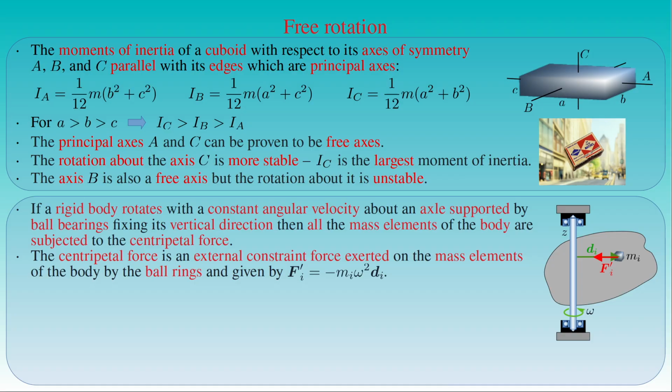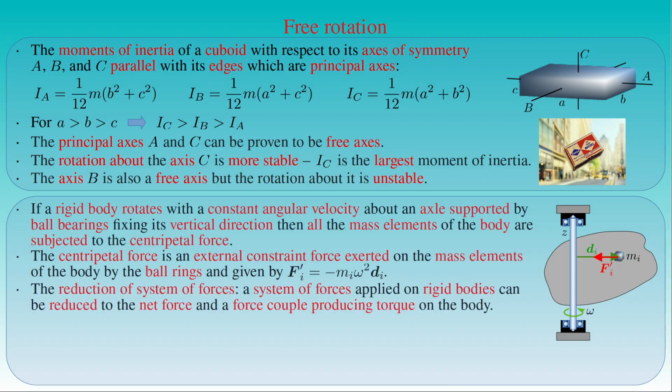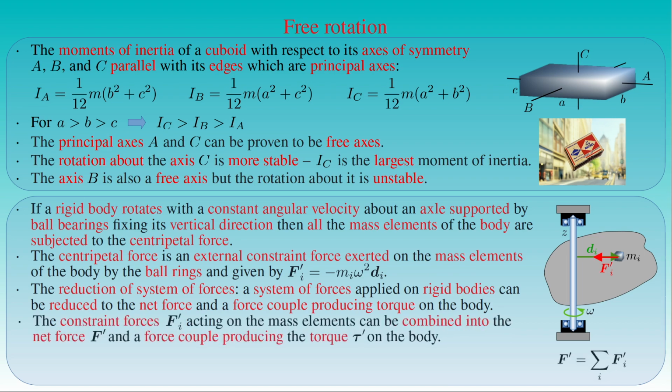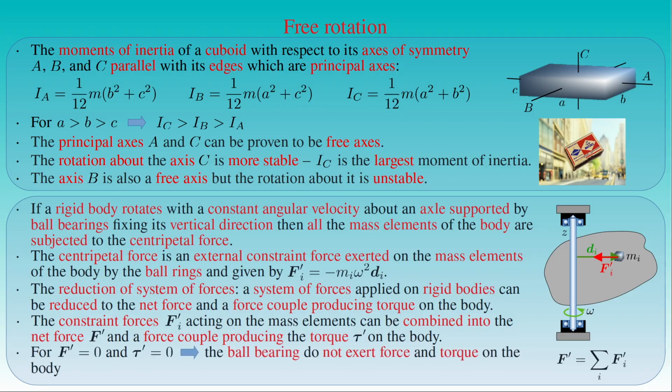When we studied systems of forces applied on rigid bodies, we proved that these systems can be reduced to the net force of the system acting on the body and a force couple producing a given torque on the body. According to this theorem on the reduction of a system of forces, the constraint forces Fi' acting on the mass elements of the body can be combined into, or replaced by, a net force F' applied on the body and a force couple producing a torque τ' rotating the body. If both the net force F' and the torque τ' vanish, that is, if the ball bearings do not exert either force or torque on the body or on the axis of rotation relative to the body, then the ball bearings can be removed, and the axis of rotation of the rigid body is a free axis.